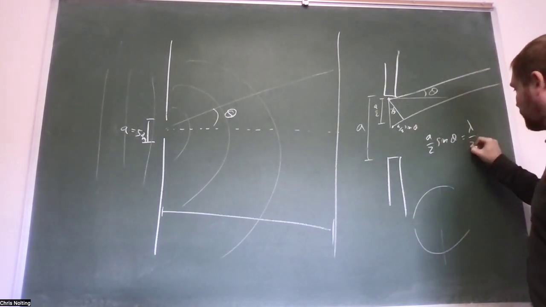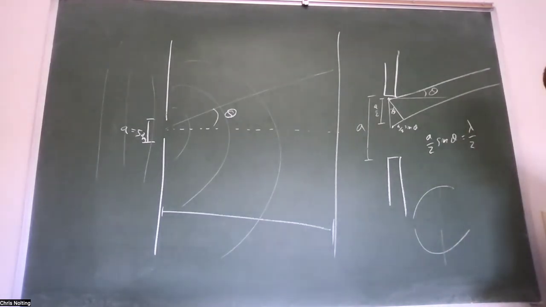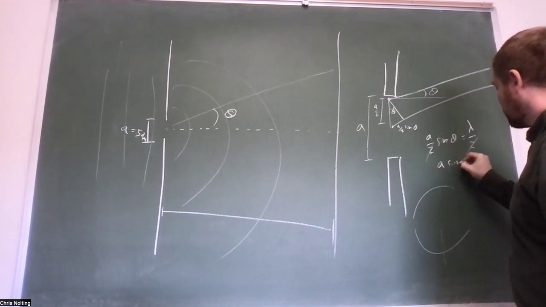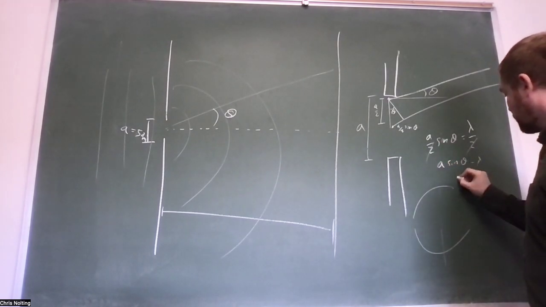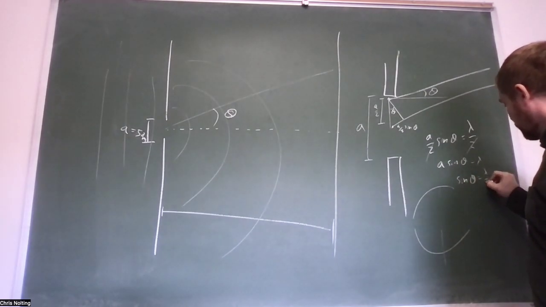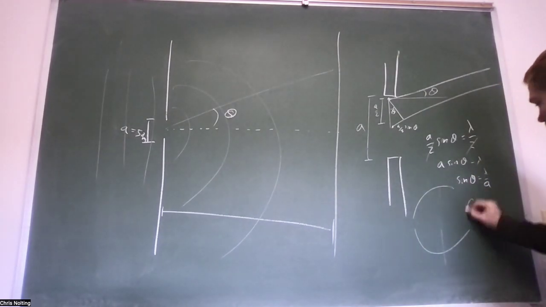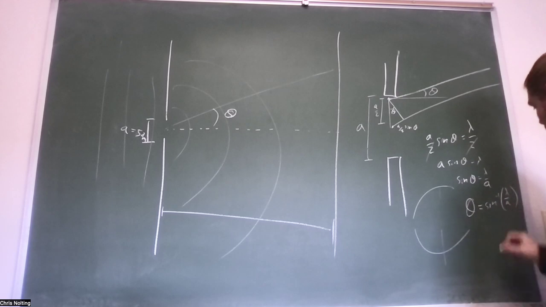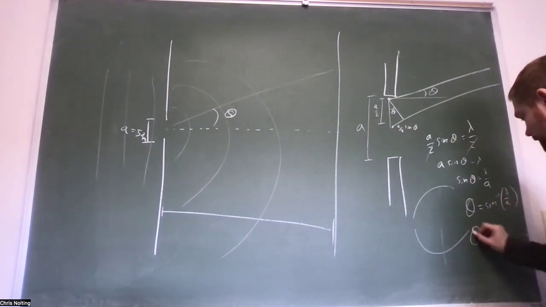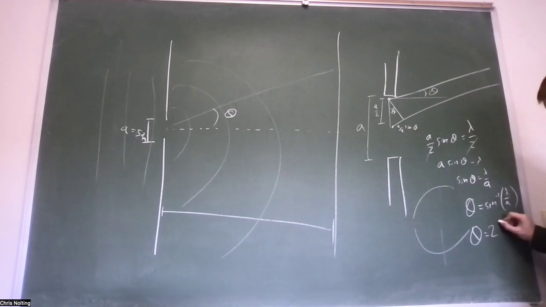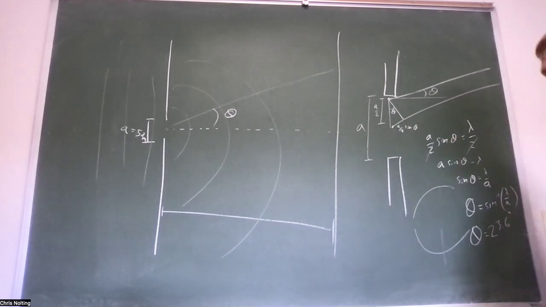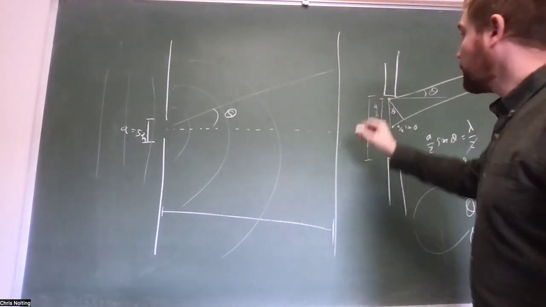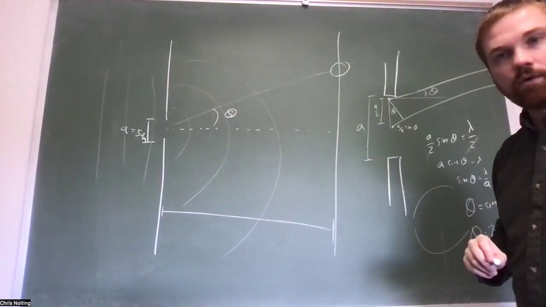So here I can say A over 2 sine theta is lambda over 2, and I can cancel these 2's to get A sine theta is lambda, and sine theta is lambda over A. And finally, theta is the sine inverse of lambda over A, and then I can plug in my numbers, and I would get theta is about 23.6 degrees. So we would know then where we should build our pier, 23.6 degrees away from that central line.